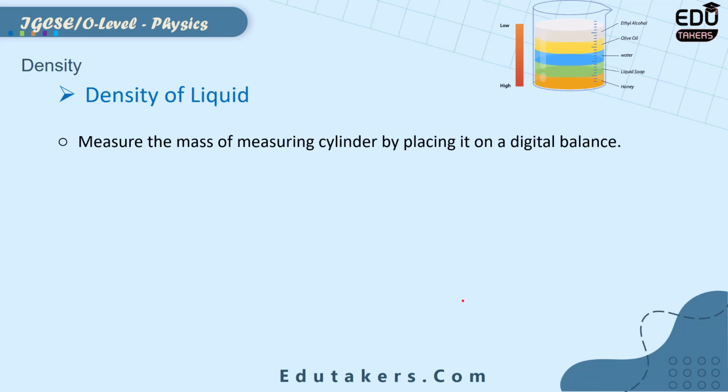After that, you want to find out the density of the liquid. How can you find it? Again, when you have to find out the density, you know that it's mass per unit volume. You need to know the mass of the liquid plus the volume of that liquid. So the mass of the liquid is simply determined by placing it on a digital balance.